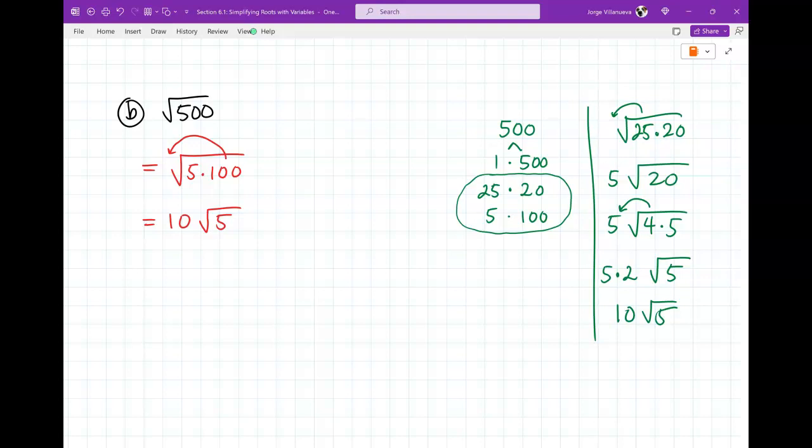So if you pick the quote-unquote wrong numbers, is it a problem? No. It just means you might have to do more work eventually, but you can still get the same answer. So we're going to try to pick the easiest option, but if we don't know, then we'll pick any 2 that work, and then if we have to, we keep working through it. Okay? So yeah, I would have picked 5 times 100 because I know 5 is a prime number. I can't break it down anymore. But 25 times 20 is equally good. I just have to work a little bit more. Okay? So either way, we get the answer 10 radical 5.